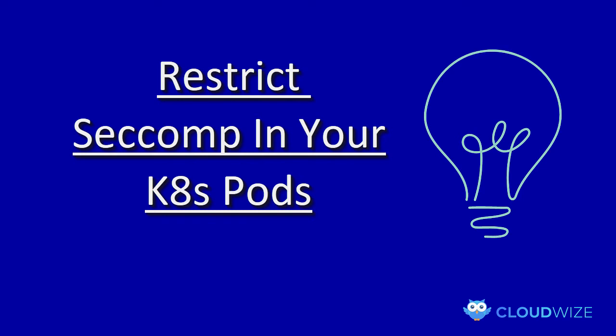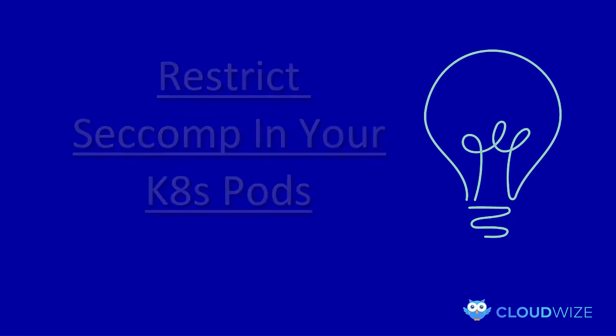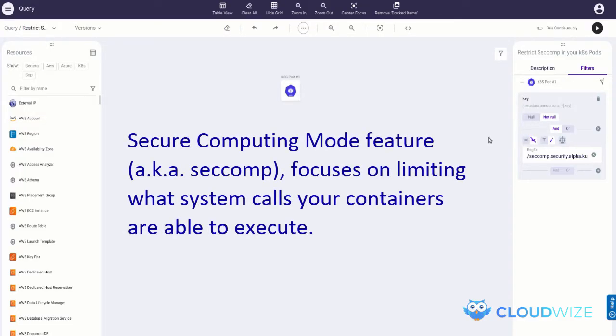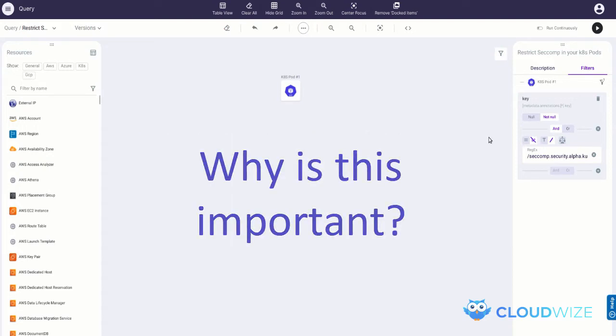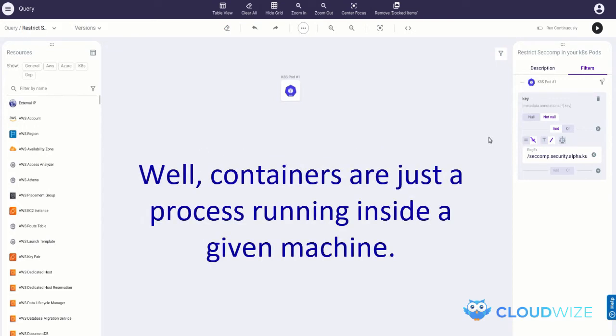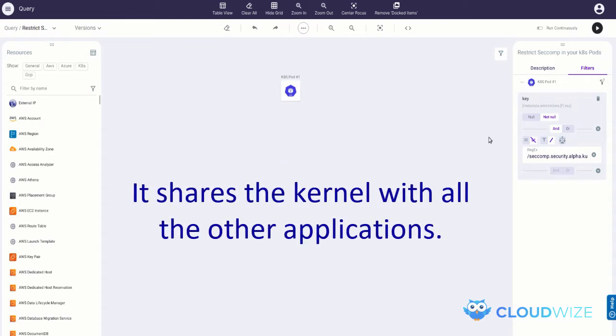Restrict Seccomp in your Kubernetes pods. Secure Computing Mode feature, also known as Seccomp, focuses on limiting what system calls your containers are able to execute. Why is this important? Well, containers are just a process running inside a given machine. It shares the kernel with all the other applications.